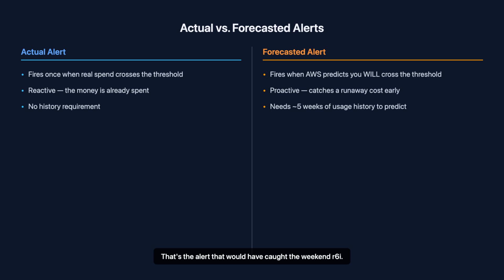That's the alert that would have caught the weekend R6I.4X large before the invoice ever landed. The one catch: forecasting needs roughly 5 weeks of usage history before Amazon Web Services can predict accurately. On a brand new account, you lean on actual alerts until that history builds up.